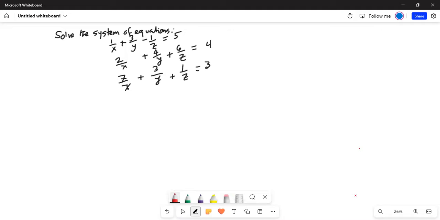Solve the system of equations 1 over x plus 3 over y minus 1 over z is equal to 5, 2 over x plus 4 over y plus 6 over z equal to 4, and 2 over x plus 3 over y plus 1 over z is equal to 3. So we're going to solve for x, y, and z. Now, solution.